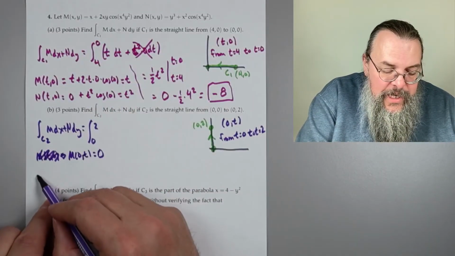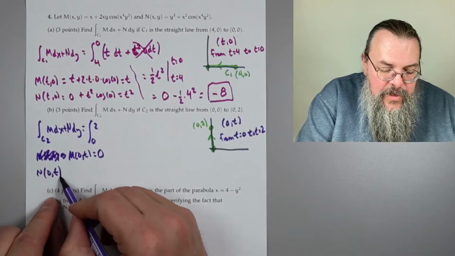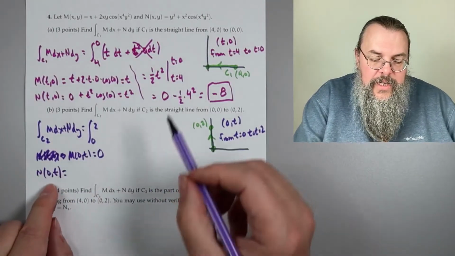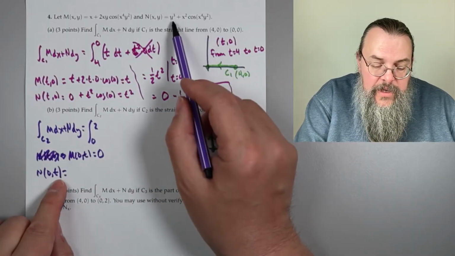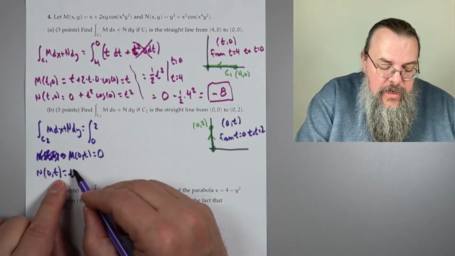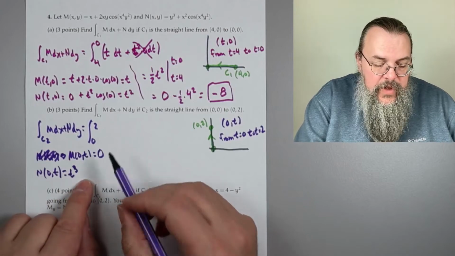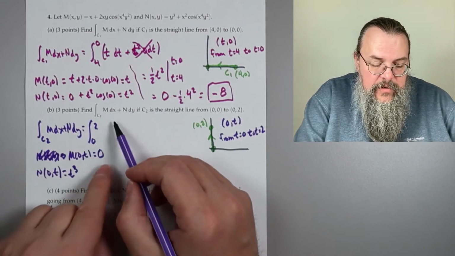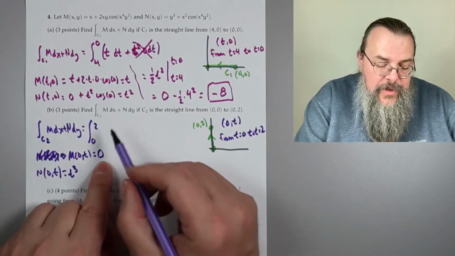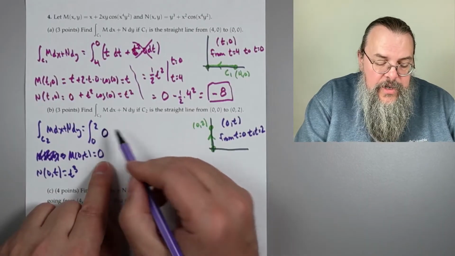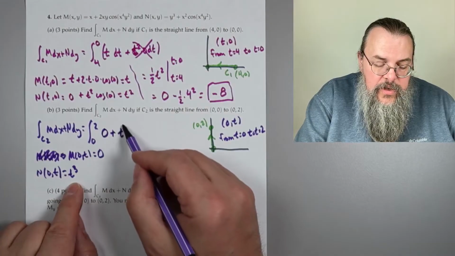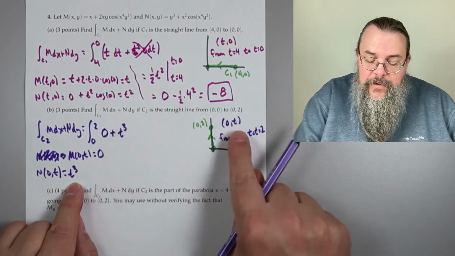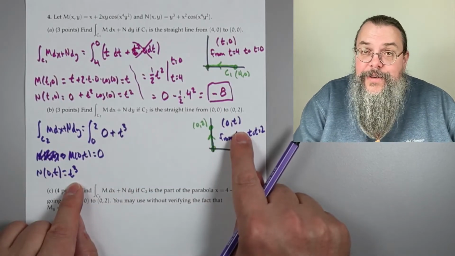All right, what about n(0, t)? So everywhere where you see an x, put in a 0, so that part's going to go away, so we're going to be left with t cubed. So our m dx, well, we already have a 0, so that's going to become 0 plus n dy. Well, n is t cubed, what is dy? Since y is t, dy is dt.